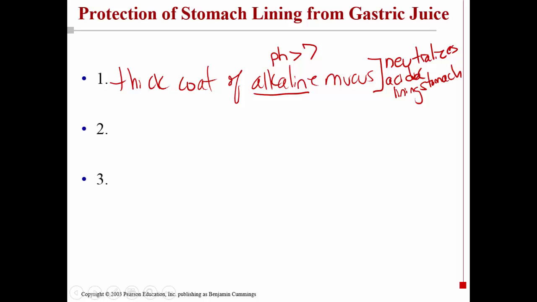Another thing that your stomach has is something called tight junctions. You might remember from the chapter on the heart, we talked about tight junctions, and in A&P 1-2, these are membrane junctions that hold adjacent cells together. They hold adjacent cells together and prevent them from separating. So this prevents the gastric juice from leaking through the stomach lining and into the tissue.